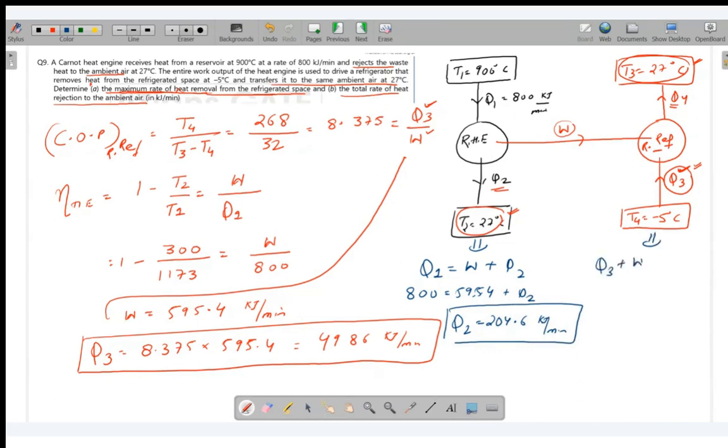Here also you can do energy balance. Q3 is going in, W is going in, coming out is Q4. So Q3, I have calculated here, 4986. Work is 595.4 is equals to Q4. So how much is Q4?